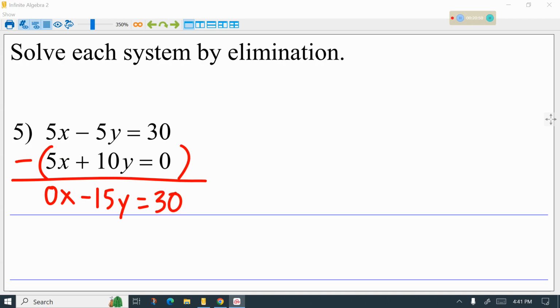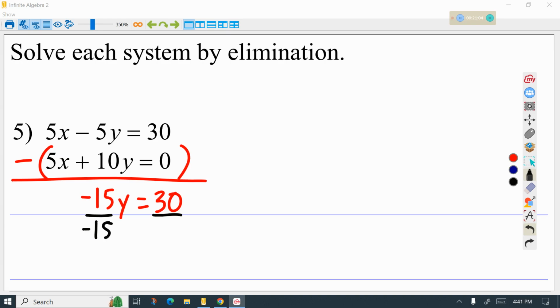Okay, so if you notice, we were talking a lot today about how this is kind of extra work to be writing a 0x. Since it's 0x, it can go away, and we don't have to write it. And then in this step, I could wrap up really quick. I could divide both sides by negative 15. Okay, so here we get a y. But on the right side, 30 divided by negative 15 is going to give me negative 2. And so we're already moving pretty quickly.